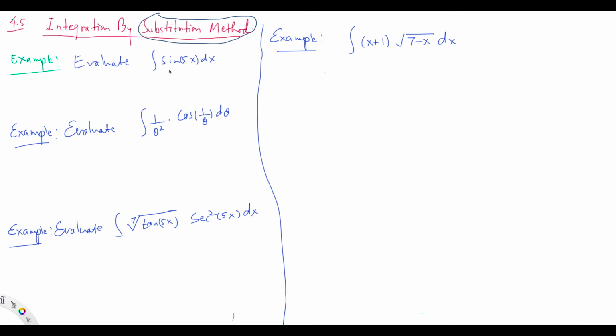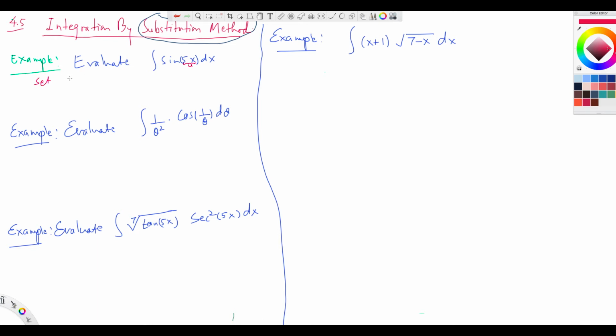What should be u again? We know the integral of sine x only, but if there is some number times x, we don't know that formula yet. So I want to set that as u. Set u equals 5x. Now find the derivative: du over dx equals 5. This implies du equals 5 dx.